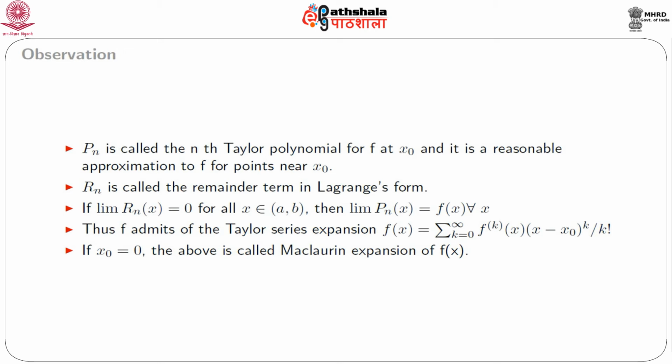Thus, f admits the Taylor series expansion, which is summation k from 0 to infinity, the kth order derivative of f at x naught multiplied by (x minus x naught) to the power k divided by k factorial. If x naught equals 0, the above is called Maclaurin's expansion of f(x).